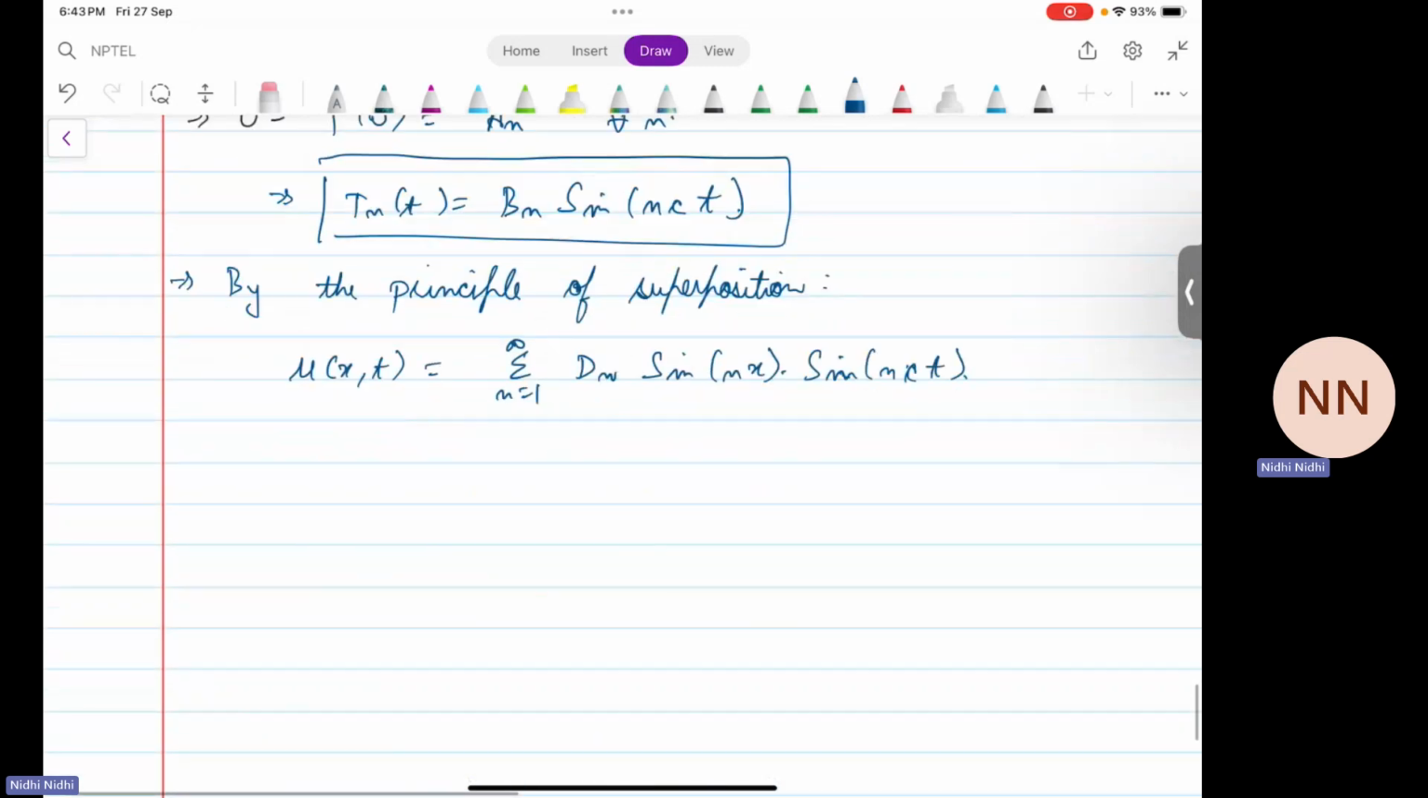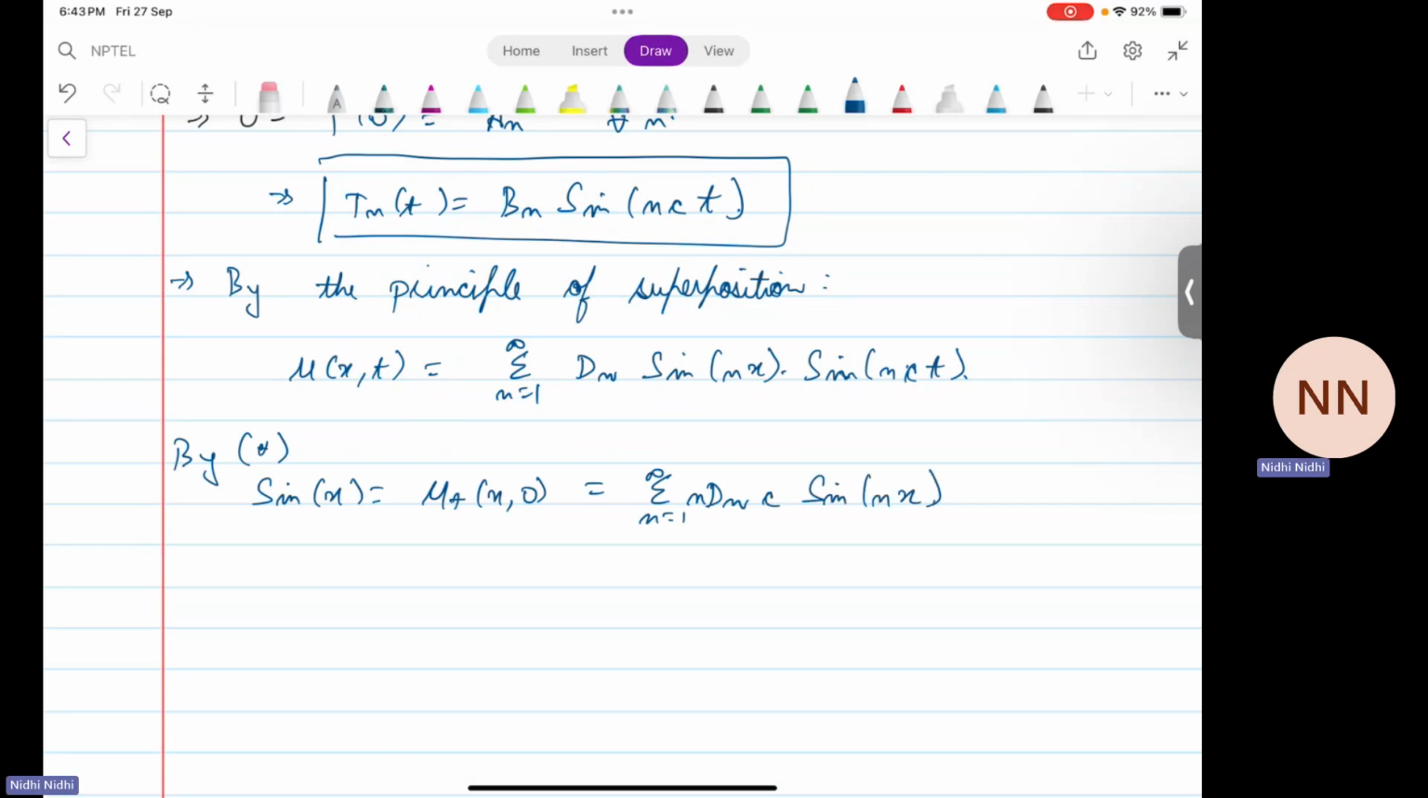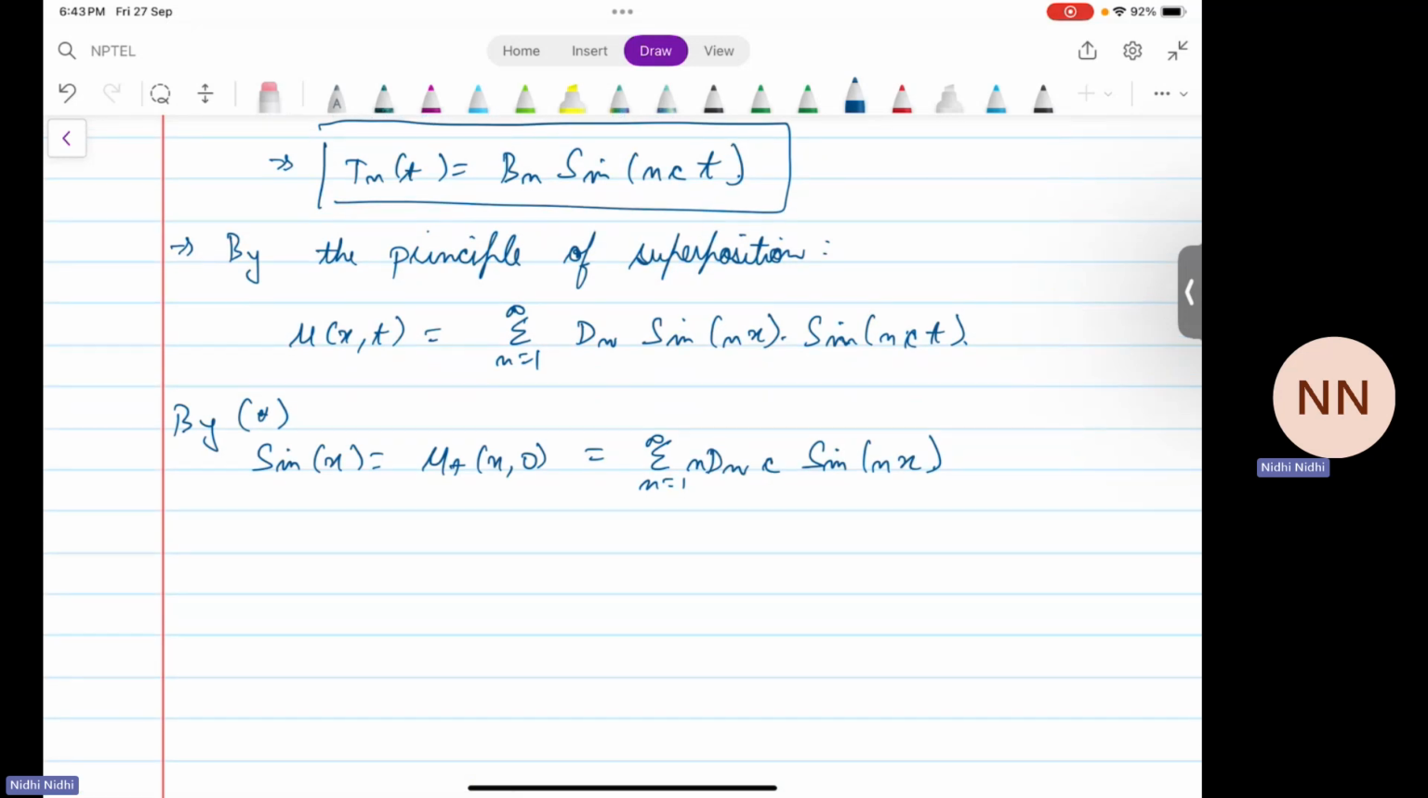So by star we have sine x equal to ut(x,0), which is equal to the summation n from 1 to infinity dn. Since the derivative of sine is cos and cos 0 is 1, this is equal to n dn c sine nx.